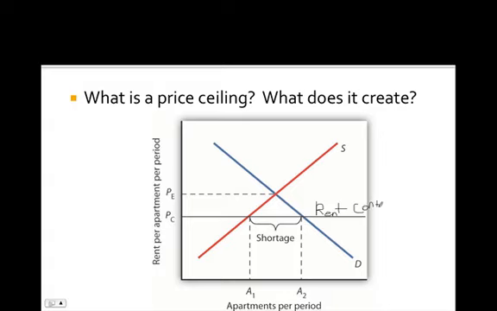people are not willing to move out of those apartments, but lots of people are demanding those apartments. And so you have a shortage, because you have very high demand and you have low supply. No one's moving out, but lots of people would love to move in. So this is when price is held artificially below the equilibrium price, and this area would be the area of your shortage.